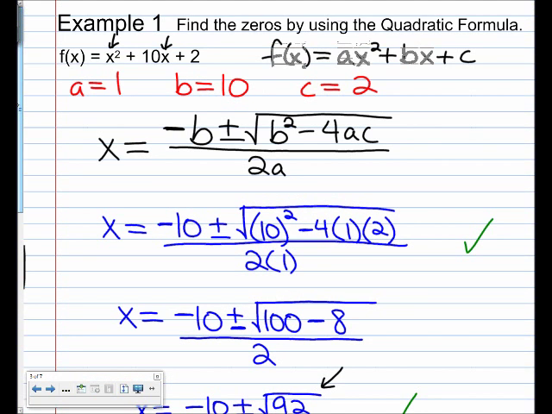A lot of stuff, so that's why I said I treat this as a last resort, because I can do factoring and completing the square much faster, okay?